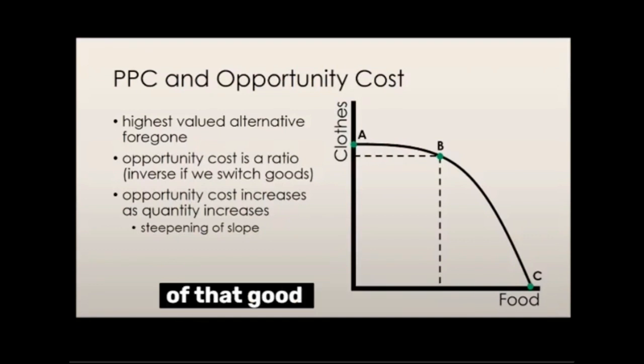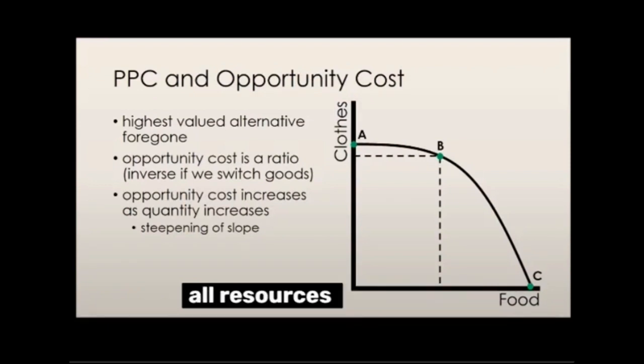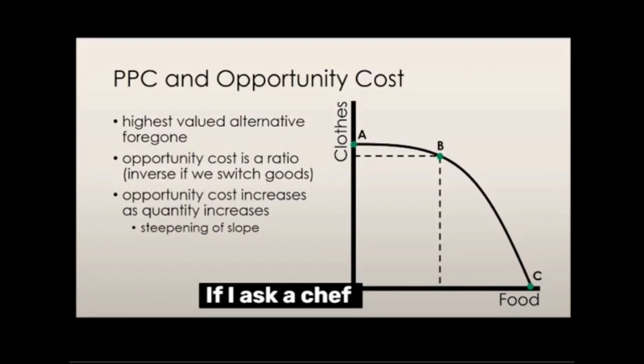We can see that the opportunity cost of producing a good increases as the quantity of that good being produced increases. This is seen as the curve steepens. The logical reasoning behind this is because not all resources are equally productive in producing each good. If I ask a chef to start working in a clothes factory, he may not be able to produce as many clothes as a seamstress.